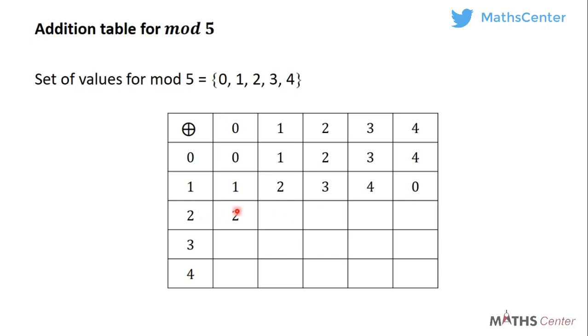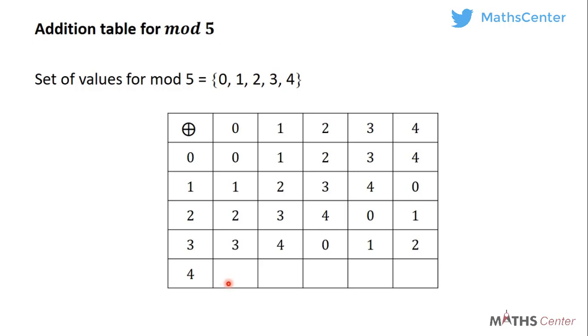2 plus 0 is 2. 2 mode 5 is 2. 2 plus 1 is 3. 3 mode 5 is 3. 2 plus 2 is 4. 4 mode 5 is 4. 2 plus 3 is 5. 5 mode 5 is 0. 2 plus 4 is 6. 6 mode 5 is 1. 3 plus 0 is 3. 3 mode 5 is 3. 3 plus 1 is 4. 4 mode 5 is 4. 3 plus 2 is 5. 5 mode 5 is 0. 3 plus 3 is 6. 6 mode 5 is 1. 3 plus 4 is 7. 7 mode 5 is 2.